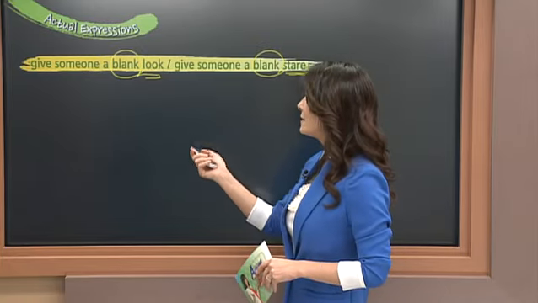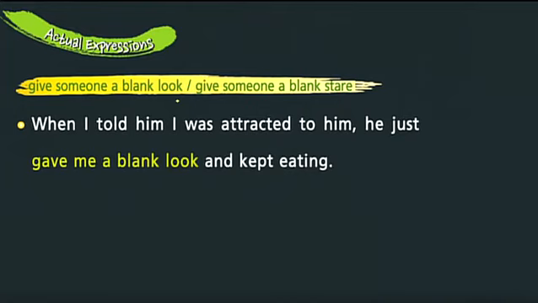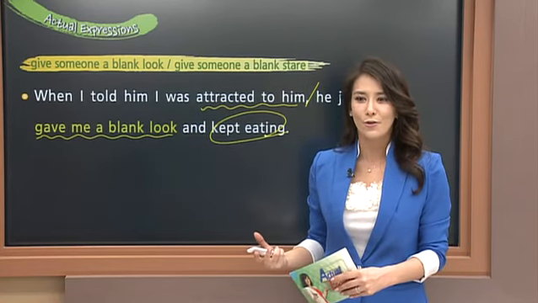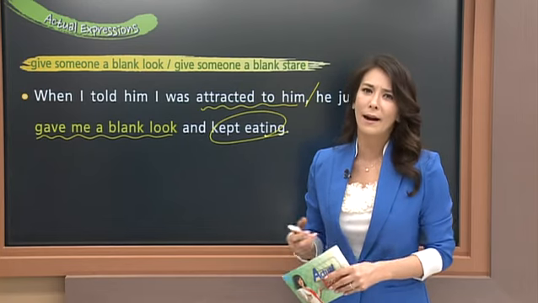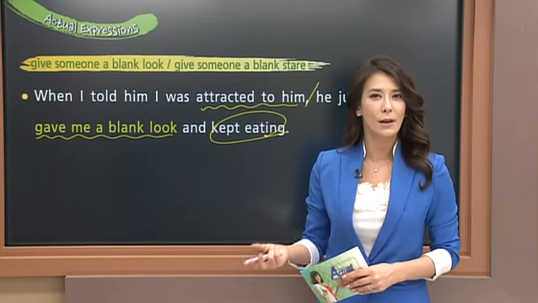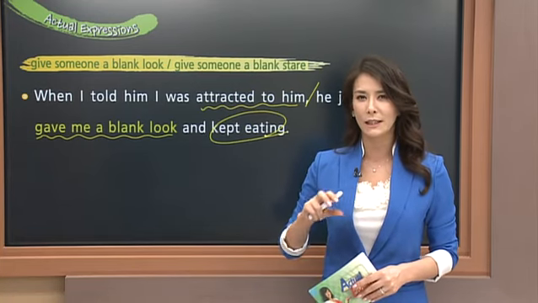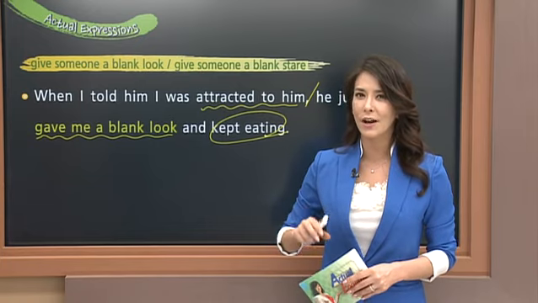So here's a sample sentence using blank look. When I told him I was attracted to him. When I told him I liked him. When I told him I was interested in him, he just gave me a blank look and kept eating. So what? It basically means that the guy, you confessed, you told him you were interested in him. I like you. And then what did he do? He just kept eating and had no facial expression. He had that blank look, okay? That neutral look on his face.